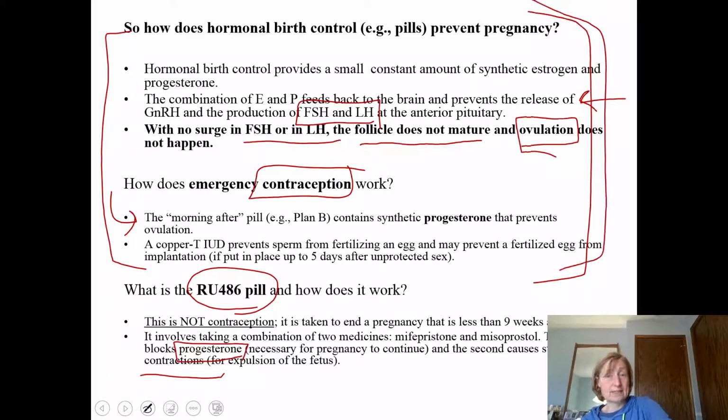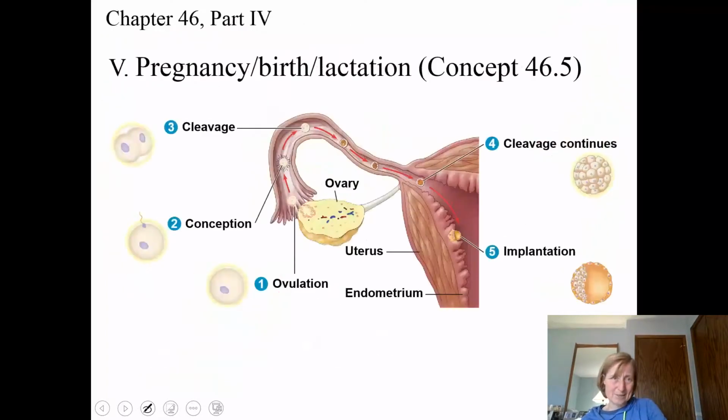These first 2 are definitely examples of contraception that prevent ovulation, or typically preventing ovulation. Okay, I think we're going to stop here and we'll start another lecture on pregnancy.